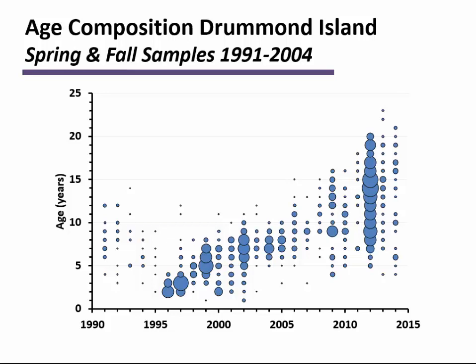We had big recruitment events occur in 96 and 97, so they were like the 92, 93, 94 year classes. And those year classes, you can sort of follow them through. What we're seeing is a big expansion in the age structure through time. And basically, after about 2003, very little recruitment occurring at all.